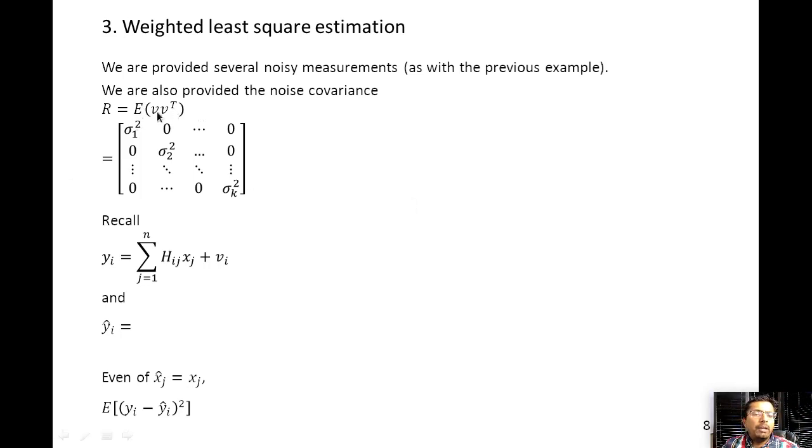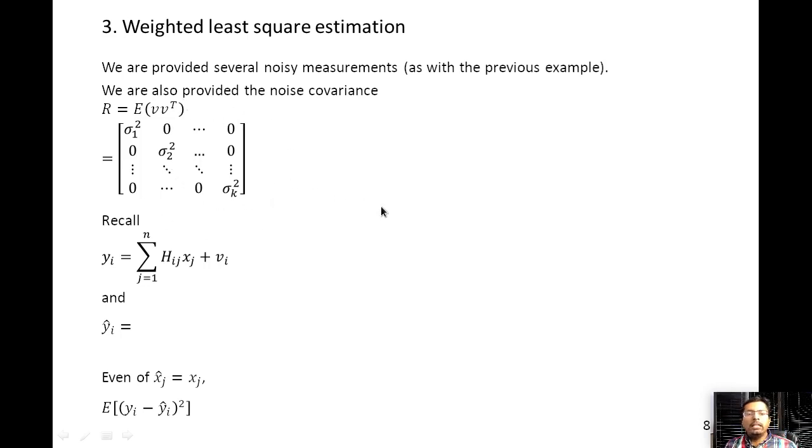So where previously we had V, V transpose, we didn't really care about it. We assumed all of that had the same noise covariance. So here we're going to assume the noise covariances are sigma 1 squared, sigma 2 squared, and so on and so forth, up to sigma k squared. All of the other elements are going to be 0.